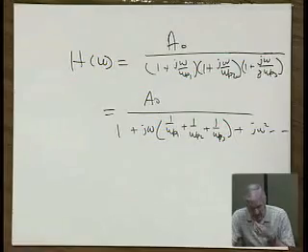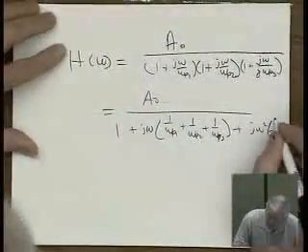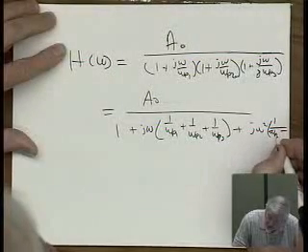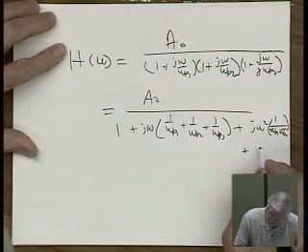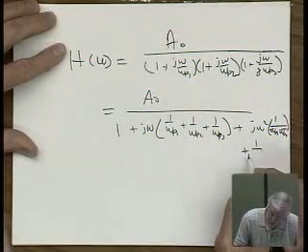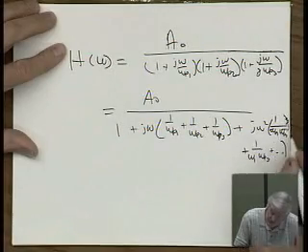Let me just do a couple of these here. This is 1 over omega p1 omega p2, plus 1 over omega p1 omega p3, plus dot dot dot.